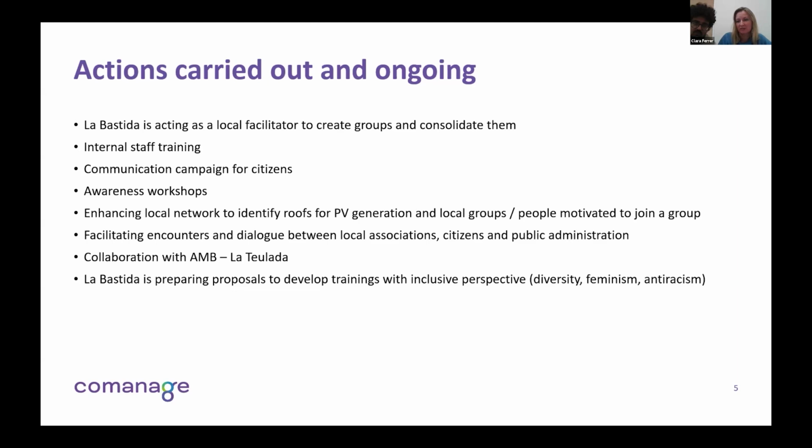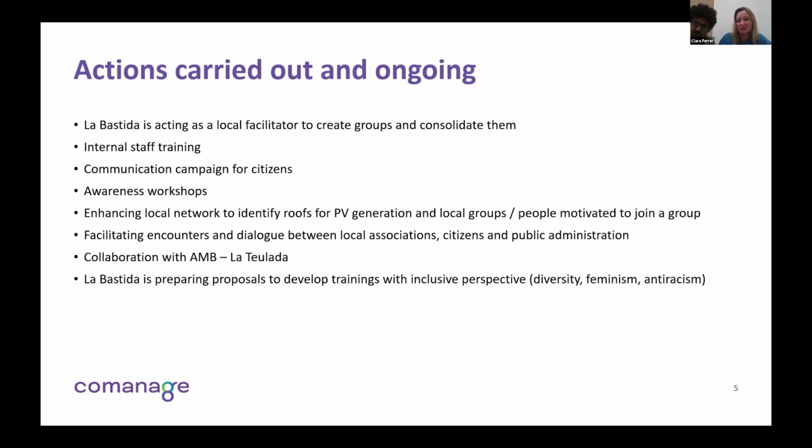But also to create new groups, because we don't know yet if it's good to have a very large group or some smaller groups, and that they can join efforts with some shared services, for example. So we are facilitating, we are working with the public administration, with AMB. We have had this collaboration with La Taulada, with technical support, but also to identify if there are some ongoing projects in terms of investment of PV, and we are talking to the citizens, and we are talking to the city council, and we are talking to some municipalities, Consell Comarcal, I don't know how to say it in English, but local administration.